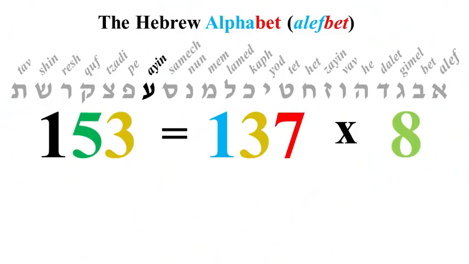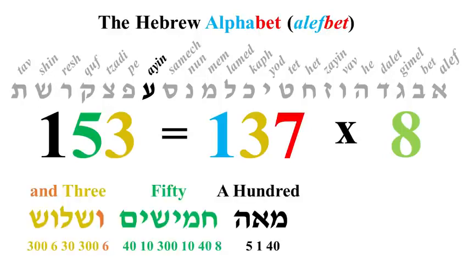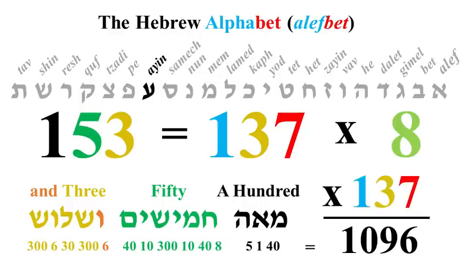And 137 is also a factor of 153. 153 is 137 times 8. How do you say? Well, if you write 153 in Hebrew and put in the Gematria values, it adds up to 1,096, and that is 8 times 137.